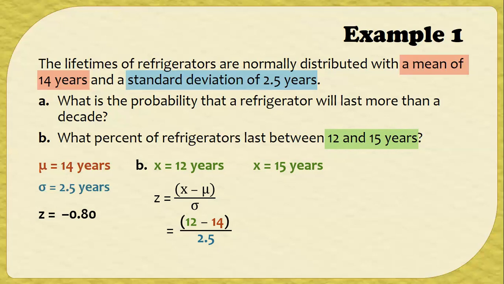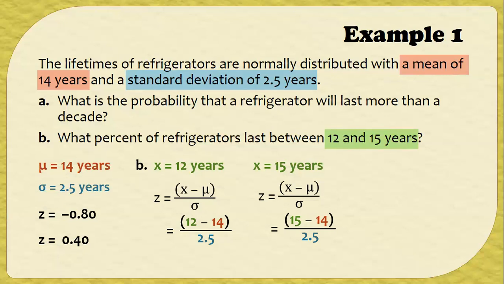Now we'll repeat this process for X being 15 years. So I'll do my formula again, and this time I'm going to substitute in 15 for the value of X, still keeping 14 for the mean and 2.5 for the standard deviation. When I simplified that one out, I got z equal to a positive 0.40. All right, so the first step is finding the z-scores for both of these values.